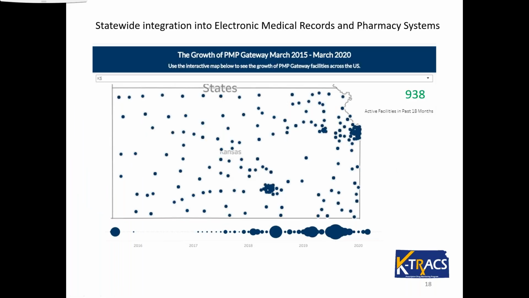This gives you a quick view of the integration sites in the state of Kansas. You can see it covers the whole state. Of course, the largest percentage of dots are in the Wichita area, the Kansas City area, and then a larger amount in the Topeka area. But as you can see, it goes clear out to the Colorado line, the Nebraska line, and covers Missouri and Oklahoma. So we're very proud of how far this has gone and how many hospitals, clinics and pharmacies are participating. Next, please.